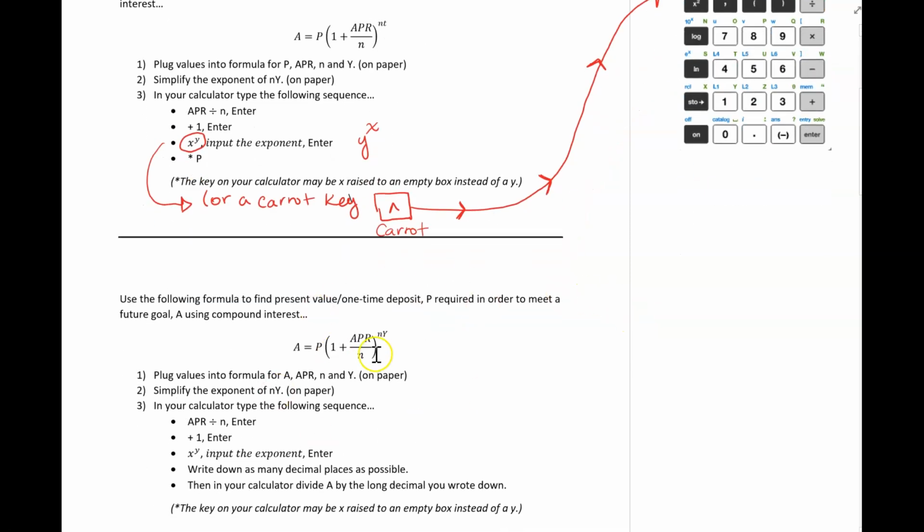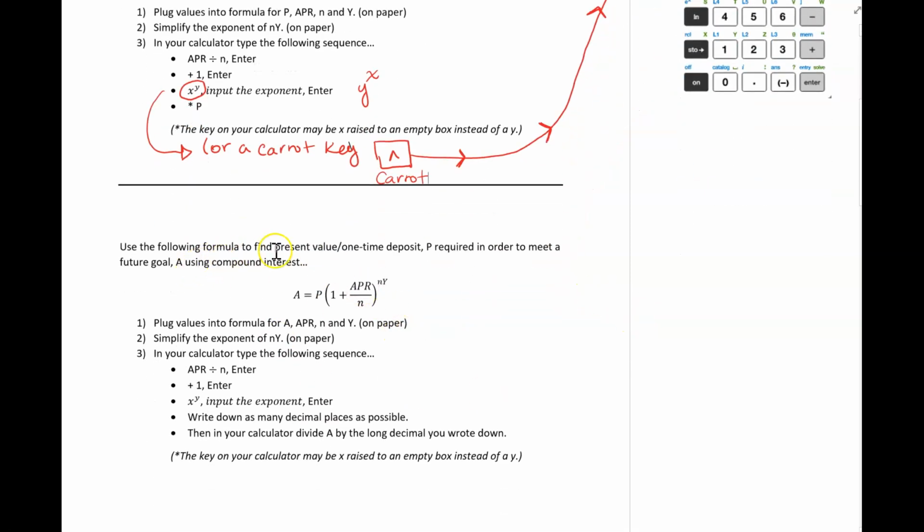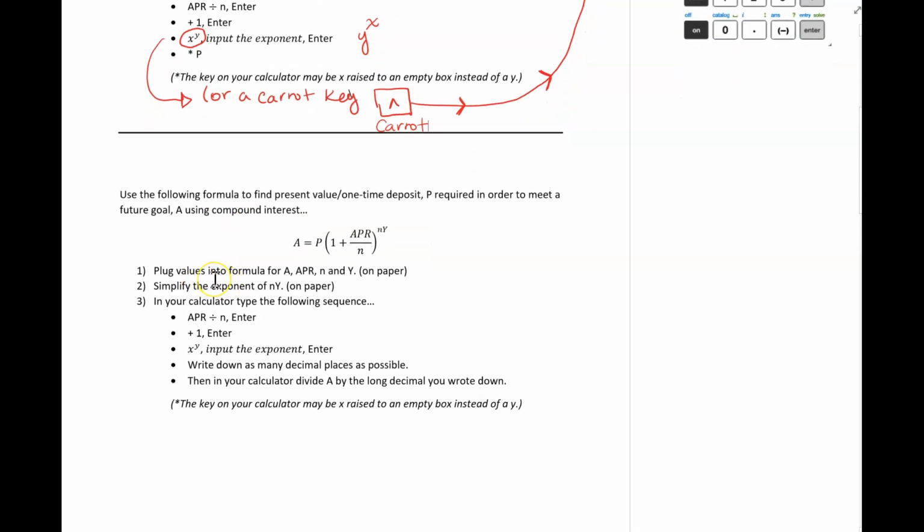So it's this second part. It says use the following formula to find present value, one-time deposit, or P, required in order to meet a future goal. So using this formula, you're going to plug in your values like we said, and simplify the exponent just like we did in the other formula. So we're going to do APR divided by N, hit enter, then add 1, hit enter, then raise it to the exponent. You remember you have to figure out which exponent key you have on your calculator.